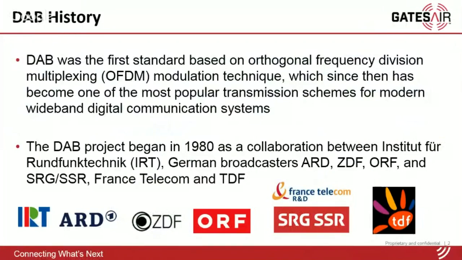So, a little brief history of the world according to DAB. It was the first standard digital broadcast system that was based on OFDM. It's been around for quite a while. It's become one of the most popular transmission schemes and is used around the world. All of the digital broadcast systems are based on OFDM. The project started in 1980 as a collaboration between IRT, as well as ARD, ZDF, ORF, broadcasters in Germany, and SRG, SSR, as well as France Telecom and our friends over at TDF. So it's had a pretty long history from the original development.